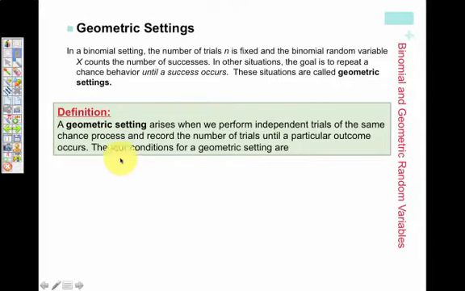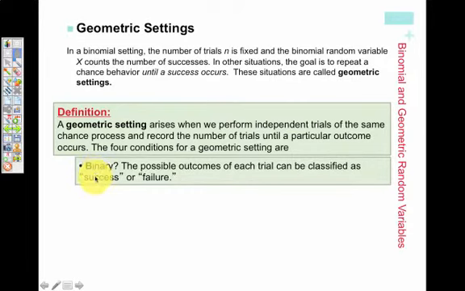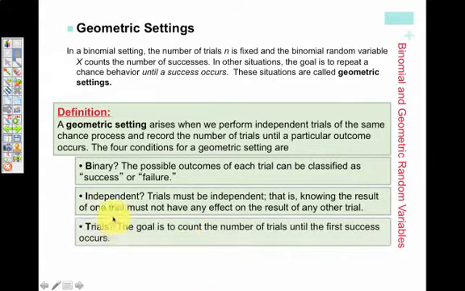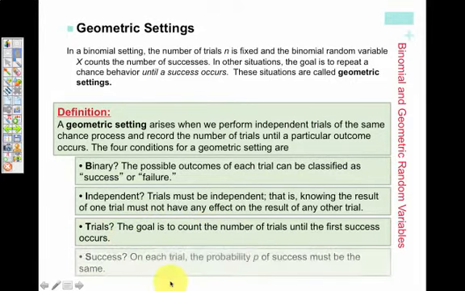So here's the official definition, and just like with a binomial probability setting, there are four conditions. We had bins before, and now we have bits. It needs to be binary. There has to be success or failure. The trials must be independent, and this time, instead of the number of trials being fixed, we need to have a goal to count the number of trials until the first success occurs. And the probability of success must remain the same from one trial to the next. So again, that's bits. Sort of like the bins for binomial, but bits because of the number of trials that we are going to do.